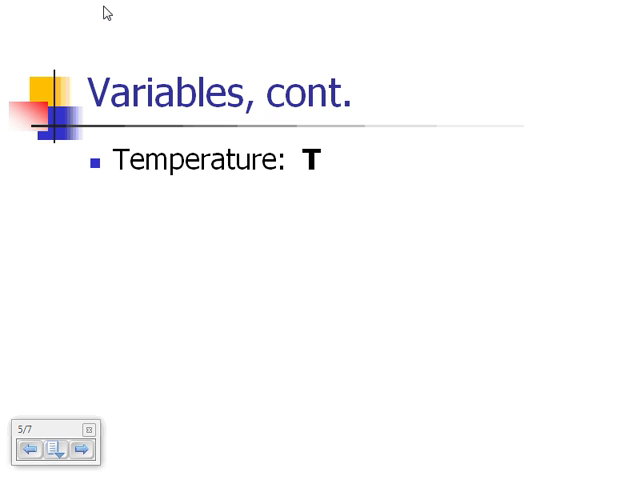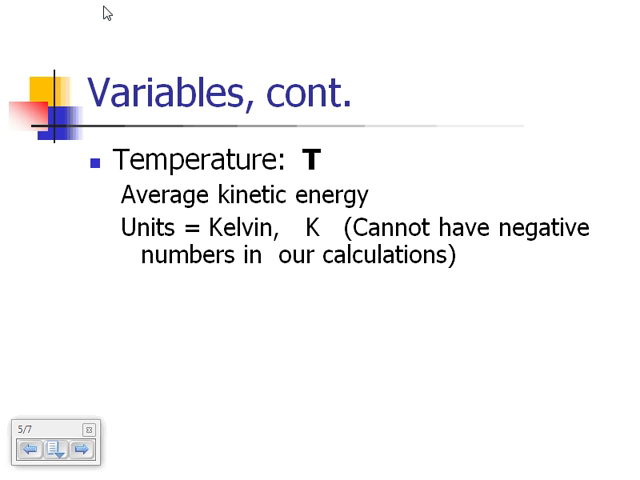Temperature is our next one. Again, average kinetic energy is the definition of temperature. The units are in Kelvin. This is one of the most important aspects of gas laws. Temperature needs to be in Kelvin. Remember that. Really remember that. It's very, very important.